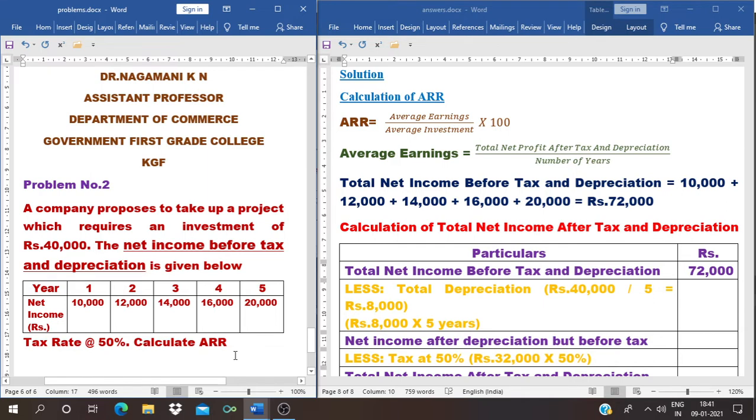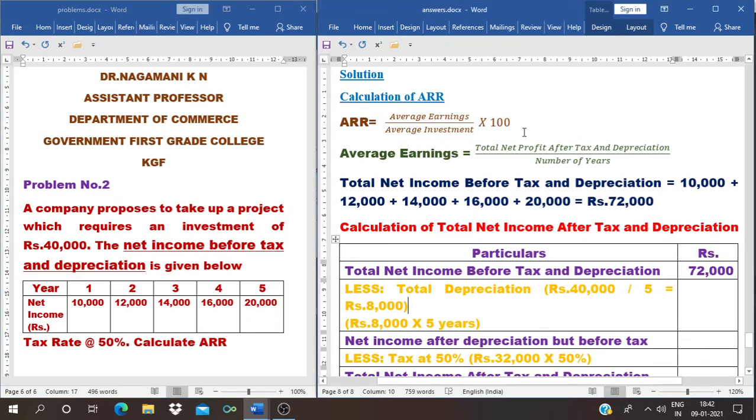See, we need to calculate the ARR, that is accounting rate of return method. For the purpose of calculating ARR, we need net income or net profit after tax and depreciation. What we need is net income after tax and depreciation, but in the problem it is given net income before tax and depreciation, means they have not deducted the depreciation and the tax. Okay, now we will solve the problem.